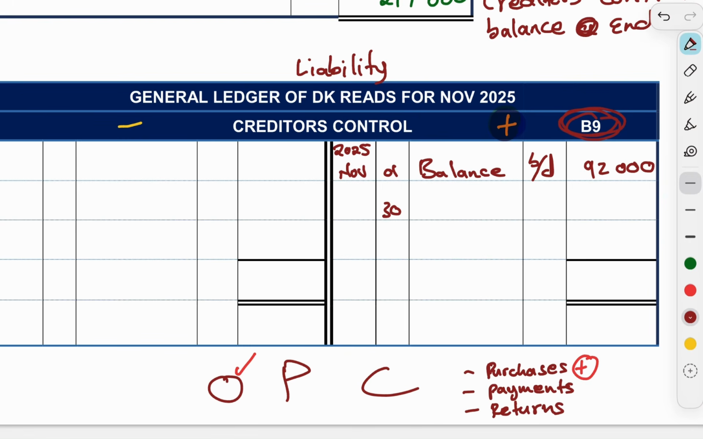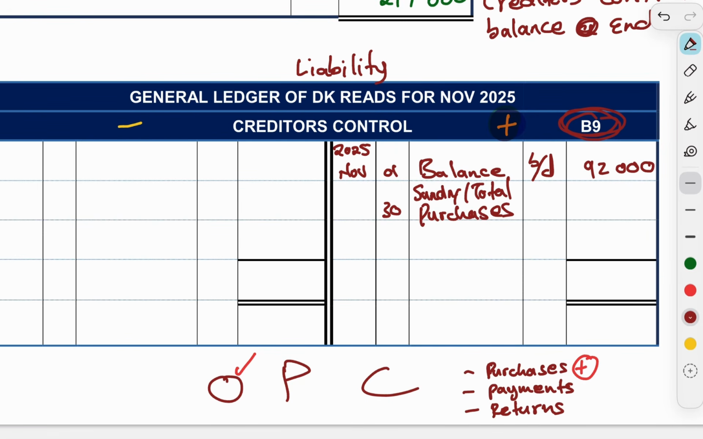You cannot write creditors control. Okay, but it's the total of the creditors control. You can write sundry purchases, or you can write total purchases. Okay, so you can say sundry purchases or total purchases.